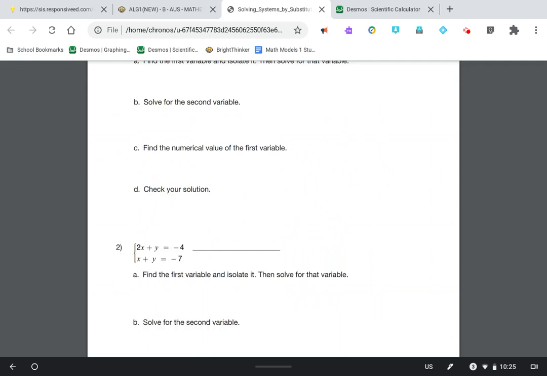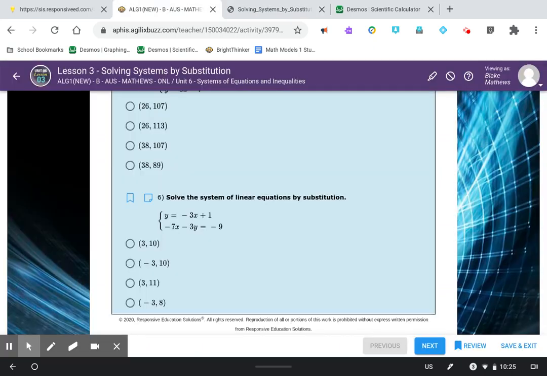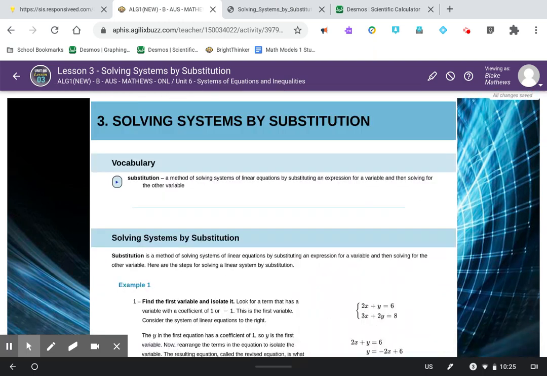As we move through this unit, we will start to focus more and more on doing the graphing, and we'll talk about that when we get to it. But right now, we need to have a foundation of doing substitution and the other methods.